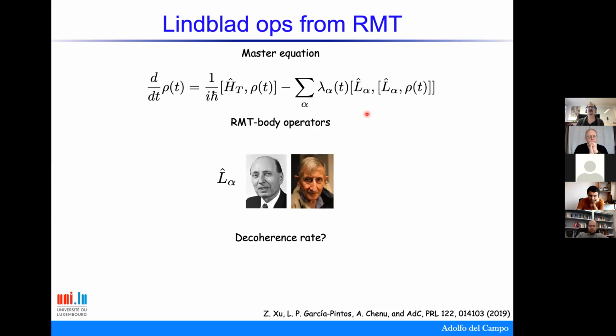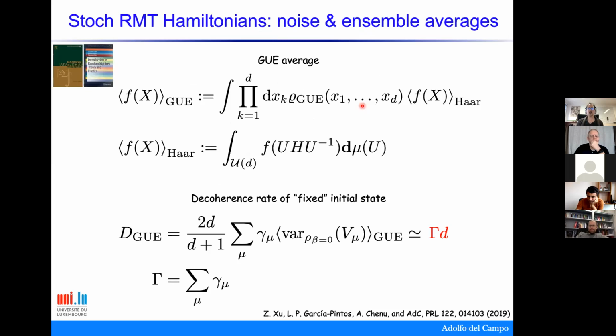So we have a Hamiltonian in a given Hilbert space dimension, and we consider full-rank dephasing operators. In that case, technically, you just have to do standard averages with random matrices. There's a prescription of how to do it. If you want to average a given function of a given operator in a given ensemble, say the Gaussian unitary ensemble, you average over the eigenvalue distribution, the joint probability density, and you perform the Haar average with respect to the unitary group.